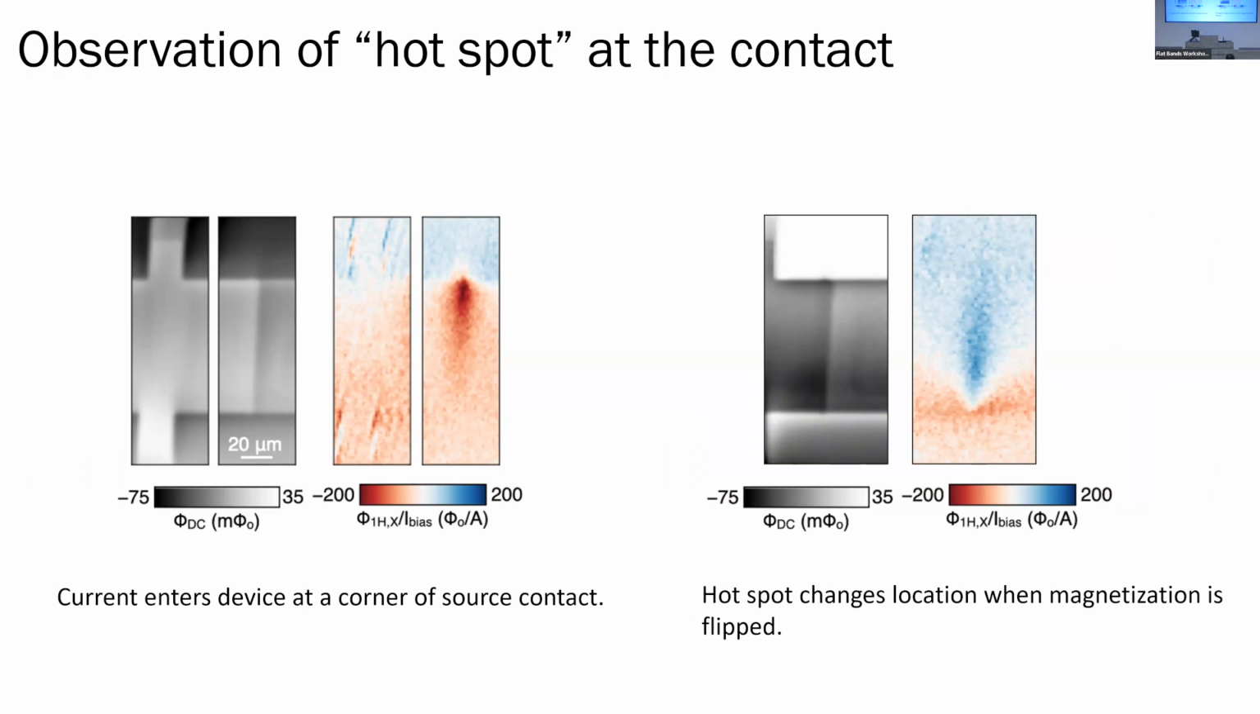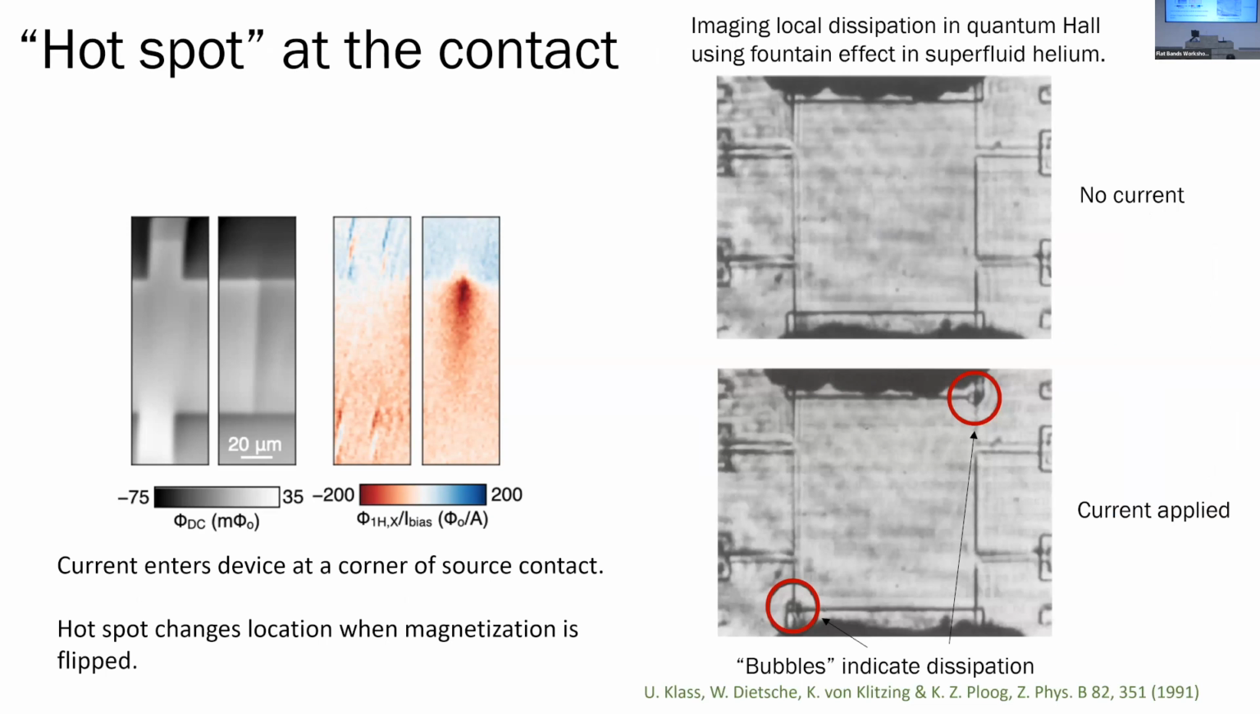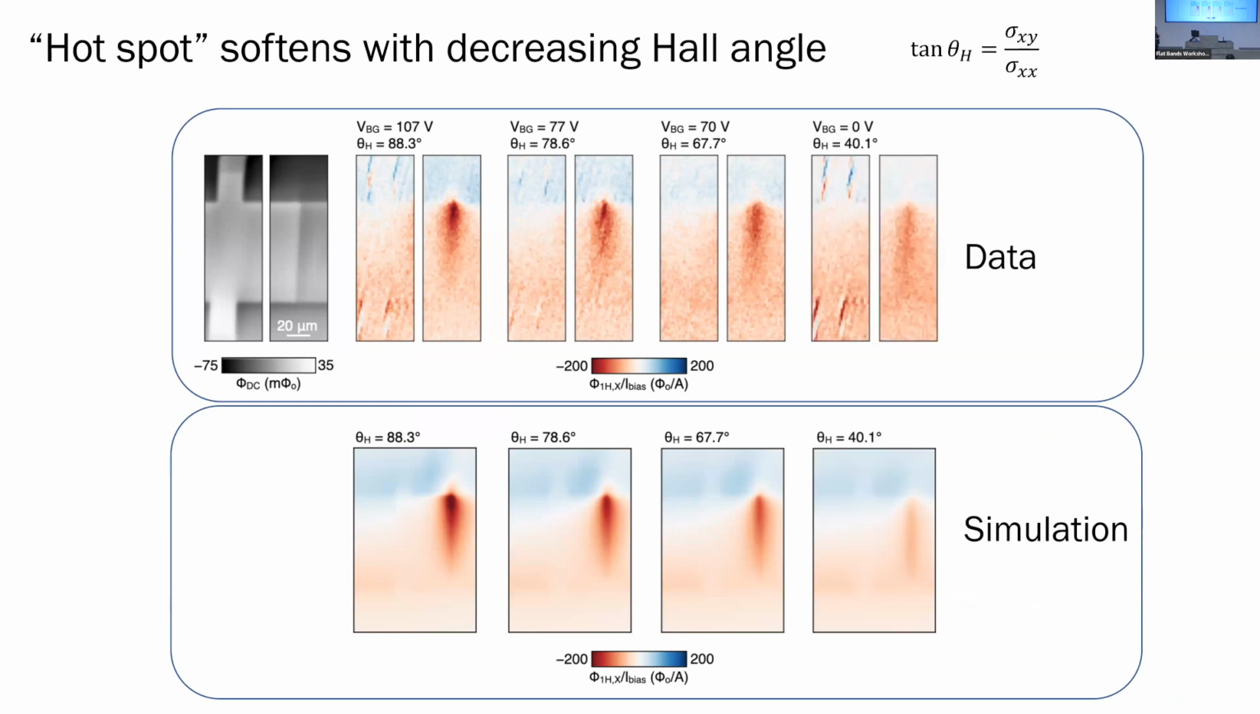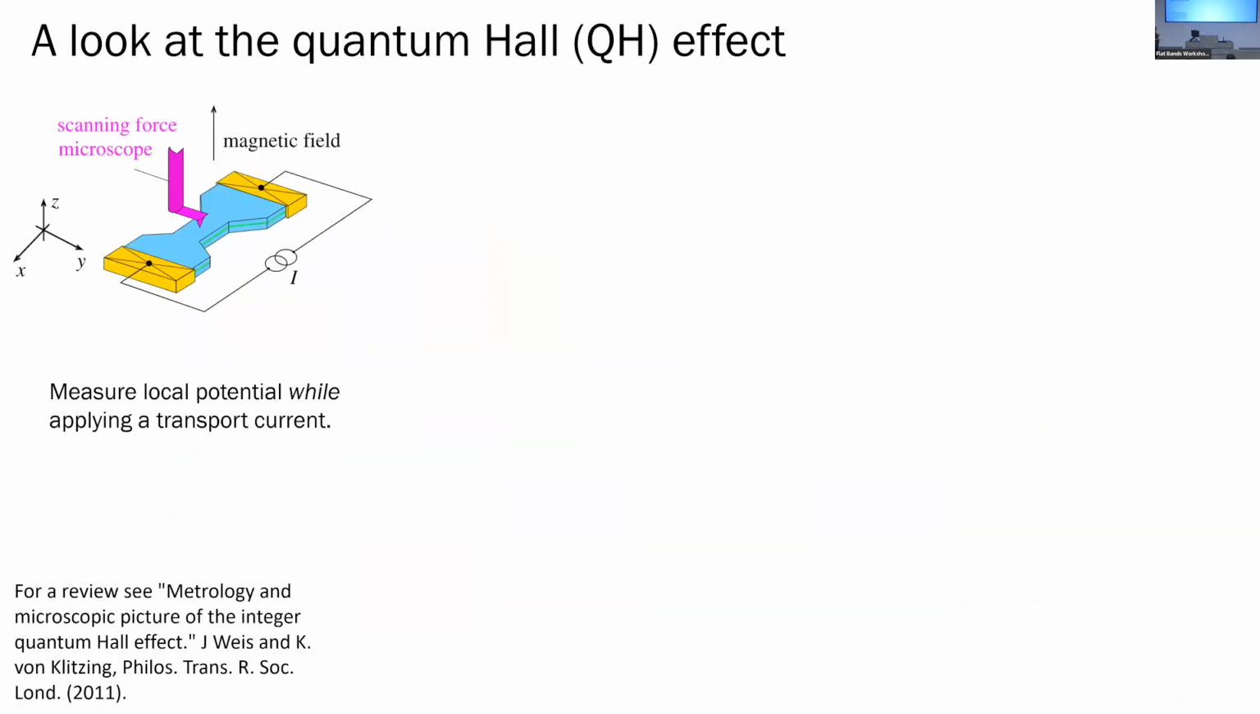which essentially flips the sign of the off-diagonal sigma xy. Something like this has, of course, been seen in integer quantum Hall with a very cute experiment that involves bubbles being created in a superfluid film covering the sample, and the bubbles form because of increased local dissipation. We can also image this hotspot as we tune out of the quantum anomalous Hall regime, at which point the Hall angle, which I defined for you here, gets smaller and smaller, and the hotspot softens as you decrease the Hall angle, and so that's kind of neat.